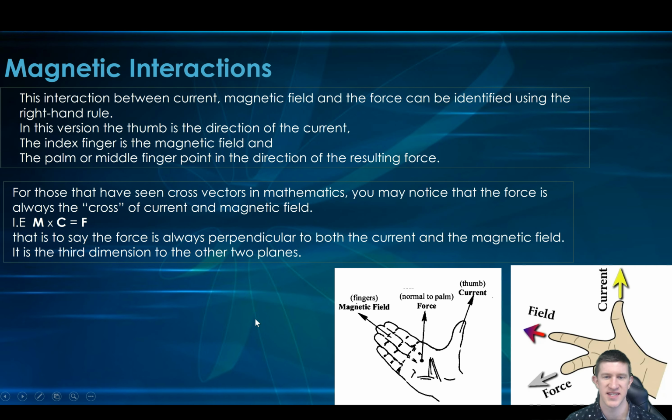As a side note, for anyone that has seen cross vectors, which are sort of similar but different in concept to a dot product, you may notice that the force is always the cross of the current and the magnetic field. So mathematically, when we look at this, they write it as M cross C equals F. Magnetic field cross the current gives you F. Mathematically, this is how you generate a field or a plane that's perpendicular to the 2 other vectors. So this is actually treated as a cross product at a higher level. When you go to university physics, they refer to this right-hand rule for electromagnetism using cross products. But we don't need to worry about it for this. We just stick with the basic concepts. You can use the right-hand rule, and you're not expected to know this level of mathematics.